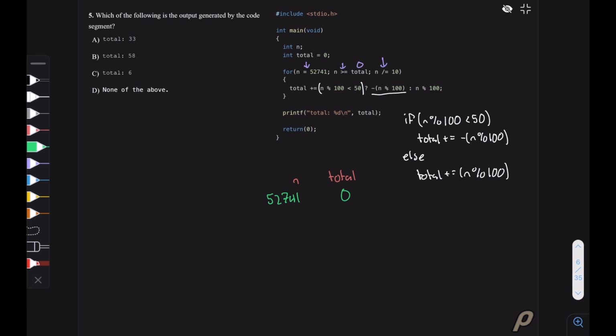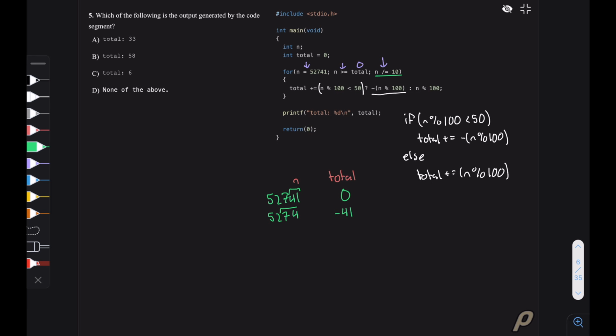So our first loop, n is 52741. So n mod 100, what is that going to be? That's going to be 41 here. 41 is less than 50, so it's true, so that means we need to subtract this 41 from the total, so we get negative 41. And then we need to do this condition up here and divide by 10, so then we get 5274.